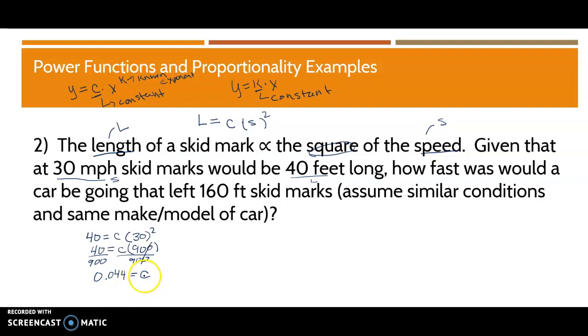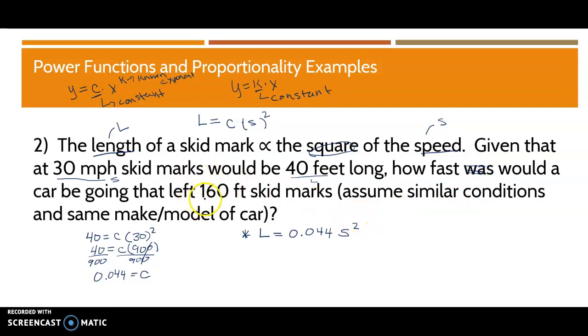So now I want to take this and plug it into my formula to have an actual model for the scenario. So the length of a skid mark is 0.044 times the speed squared. So this is my power function that represents this scenario. So finally I get to move to the question, and the question is how fast, I think we have an extra word there, would a car be going that left 160-foot skid marks?